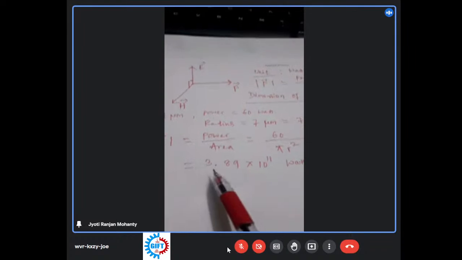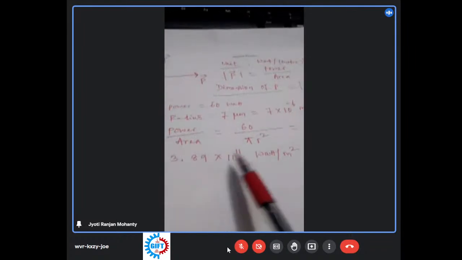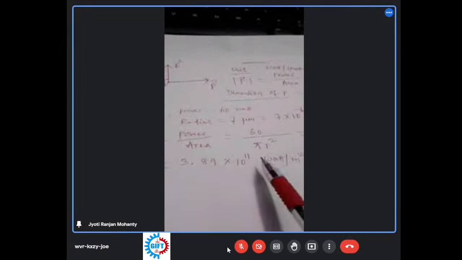Power is equal, pointing vector is equal to 3.89 into 10 to the power 8 watt per meter square.